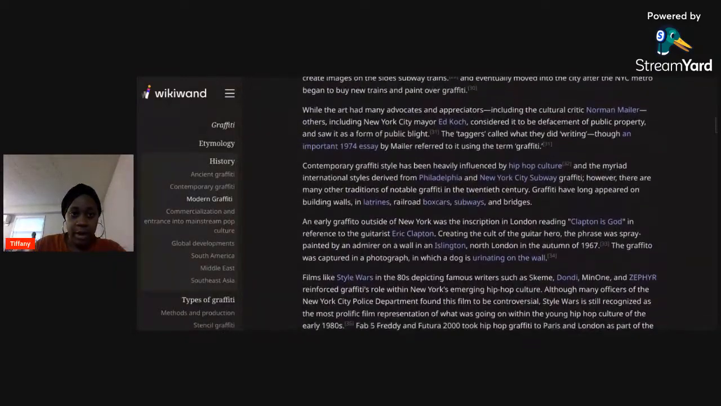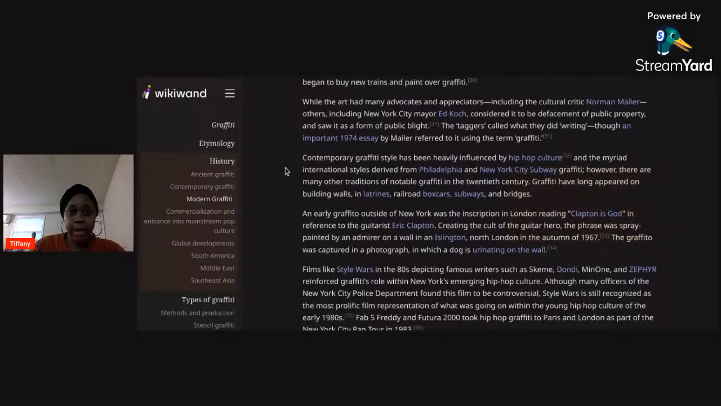And so it also goes on to say, while the art had many advocates and appreciators, including the cultural critic Norman Mailer, others, including New York City Mayor Ed Koch, considered it to be defacement of public property and saw it as a form of public blight. The taggers called what they did writing, though an important 1974 essay by Mailer referred to it using the term graffiti.